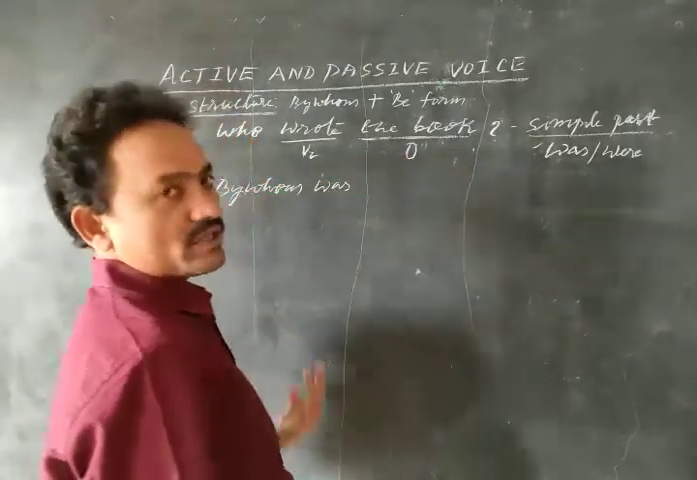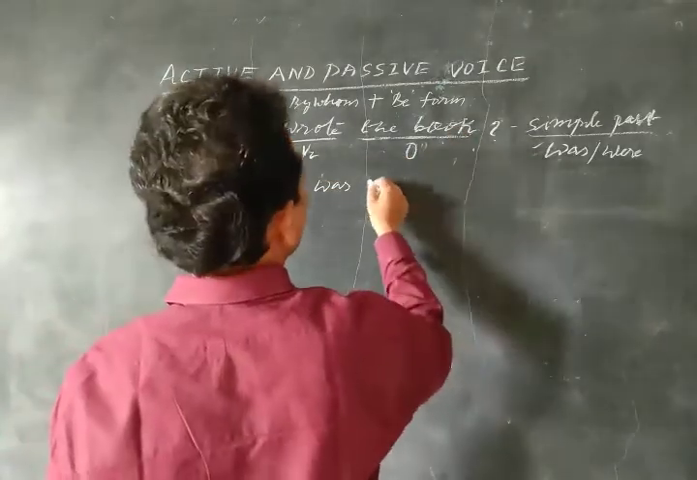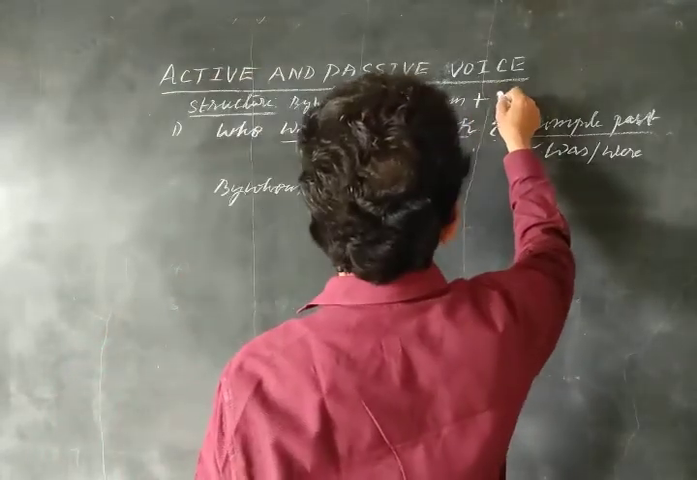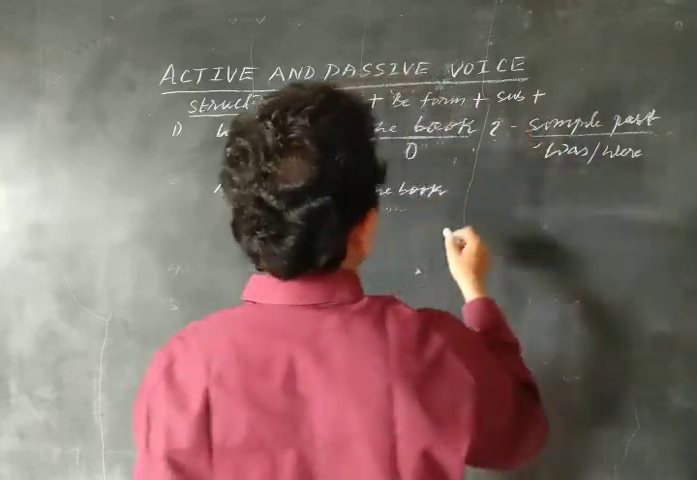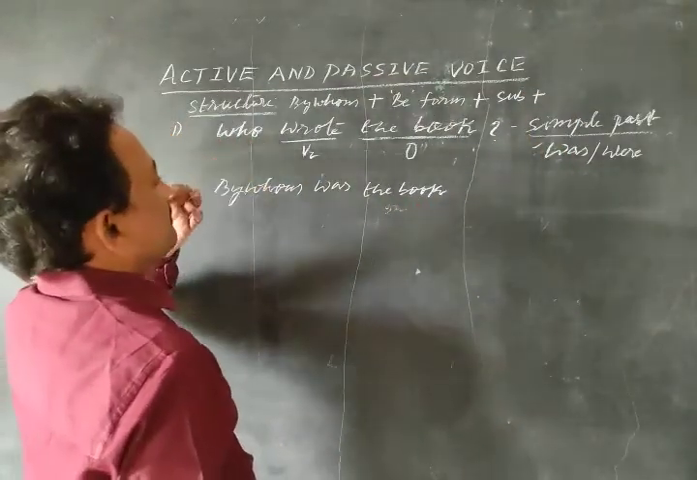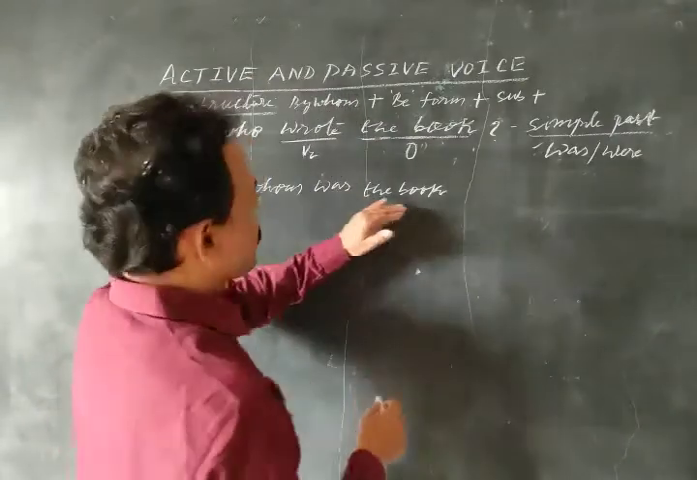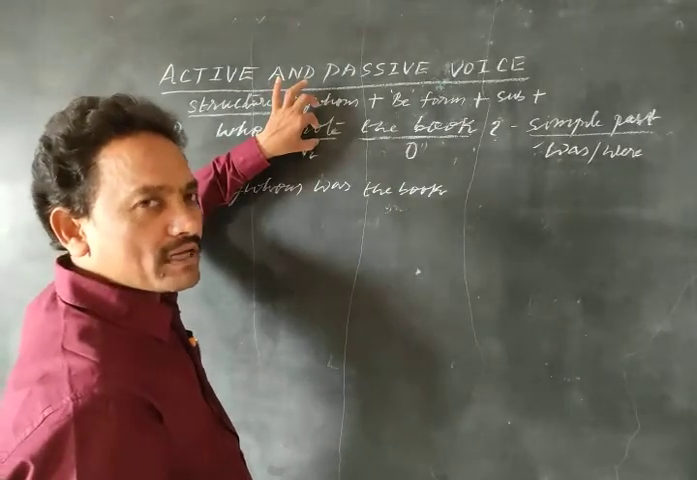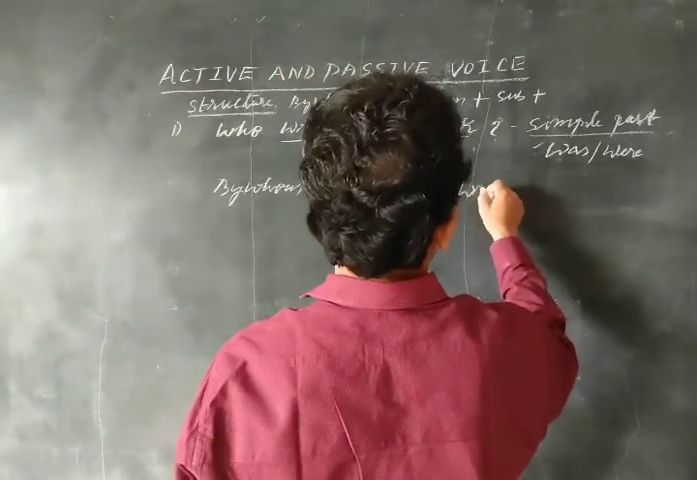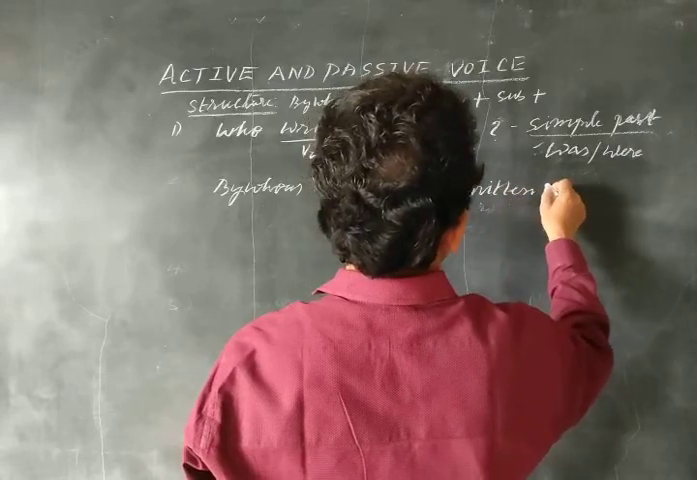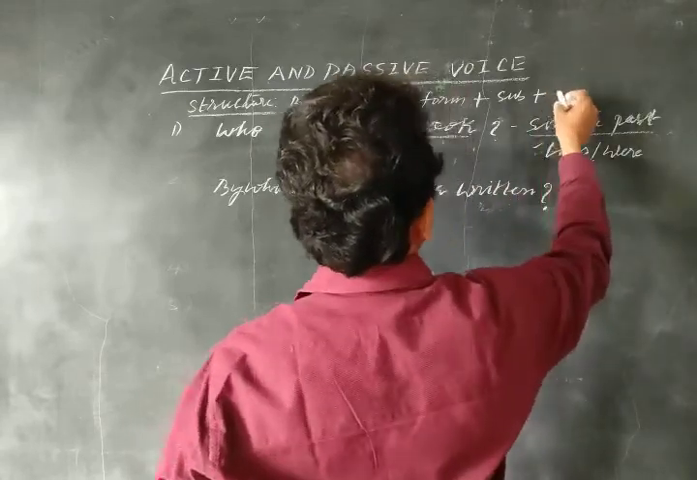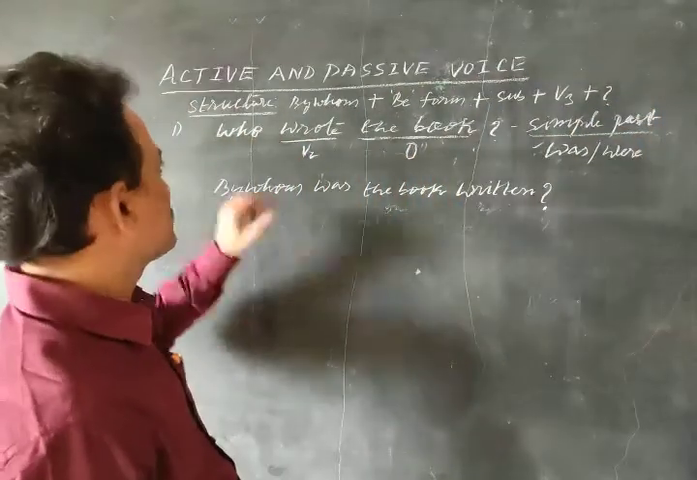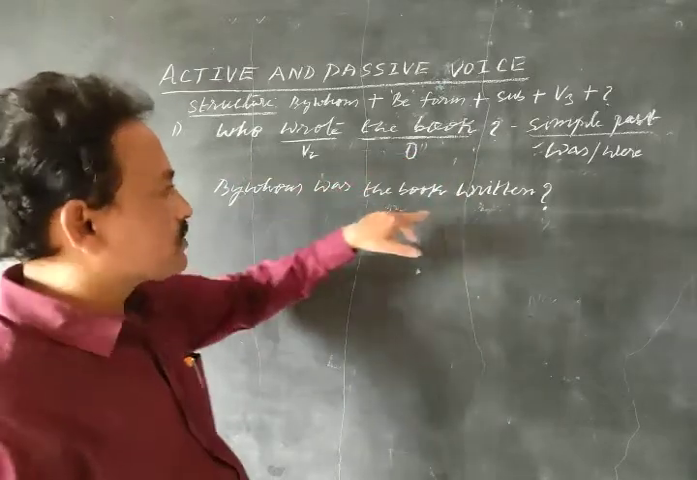So object becomes subject. By whom was the book... the book. Here subject and V3, suitable V3. By whom was the book written? Wrote is the verb, and V3 is needed in all passive voice sentences. So written, W-R-I-T-T-E-N, and question mark. This is: Who wrote the book? By whom was the book written?